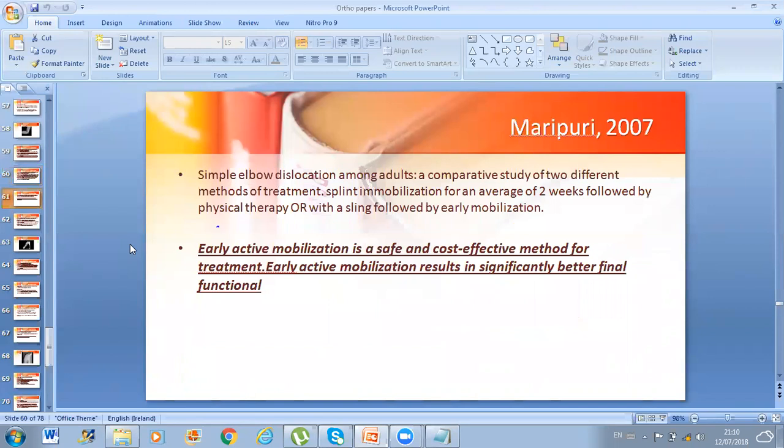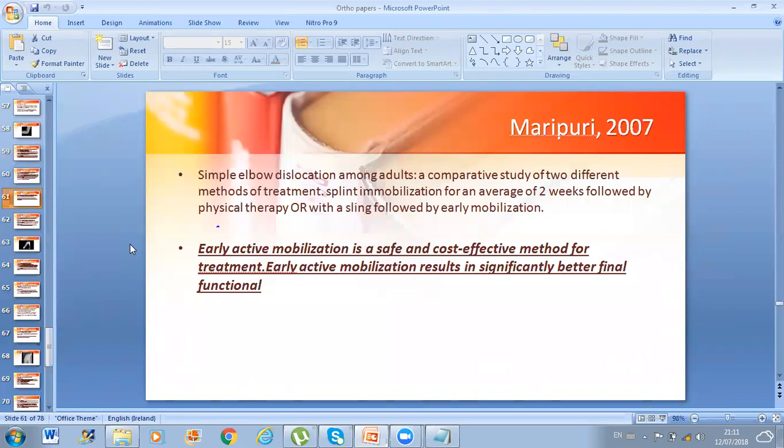This is Maripuri, 2007, simple elbow dislocation among adults, a comparative study between two different treatment methods: splint for 2 weeks, followed by physical therapy. So he said early active mobilization is a safe and cost-effective method of treatment, and results in a significantly better final outcome. So in elbow dislocation, if they give you a scenario, you will tell them that I will immobilize him just for 2 weeks in an arm sling. You will not tell him 3-4 weeks.